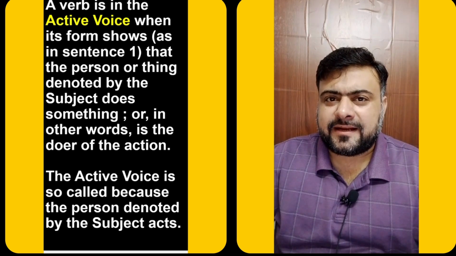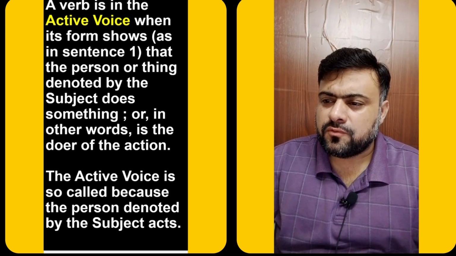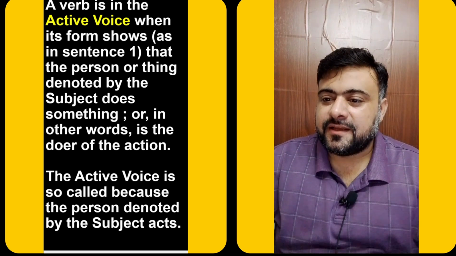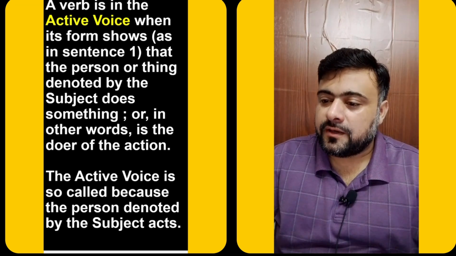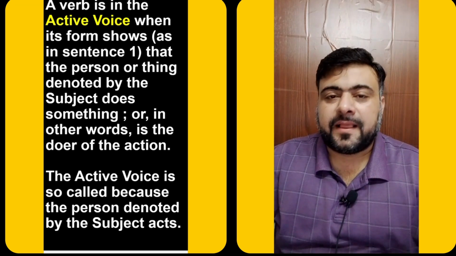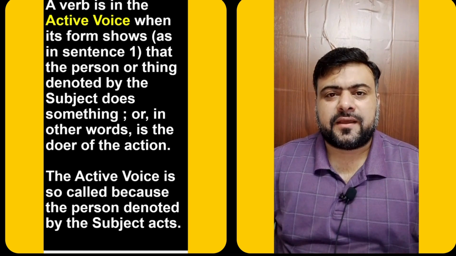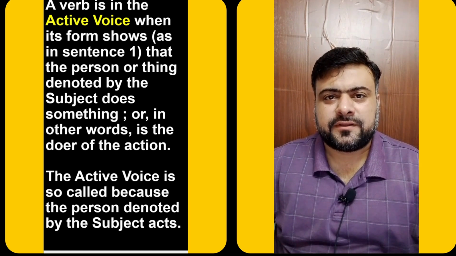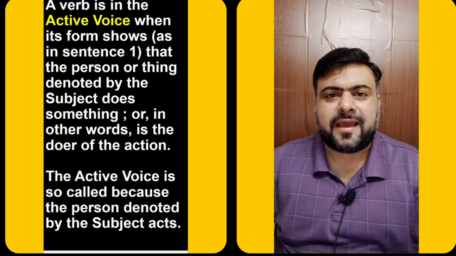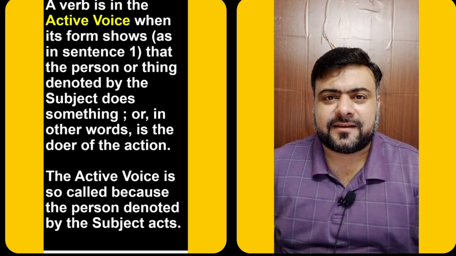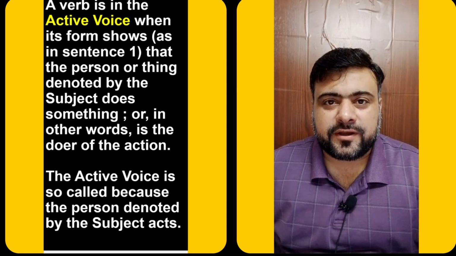So what is an active voice? A verb is in the active voice when its form shows, as in the first sentence, that the person or thing denoted by the subject does something, or in other words, is the doer of the action. An active voice is that form of the verb in which the subject is active. It is doing the action that is shown in the sentence. The active voice is so called because the person denoted by the subject acts. The subject is acting. That is why a verb is said to be in the active voice.